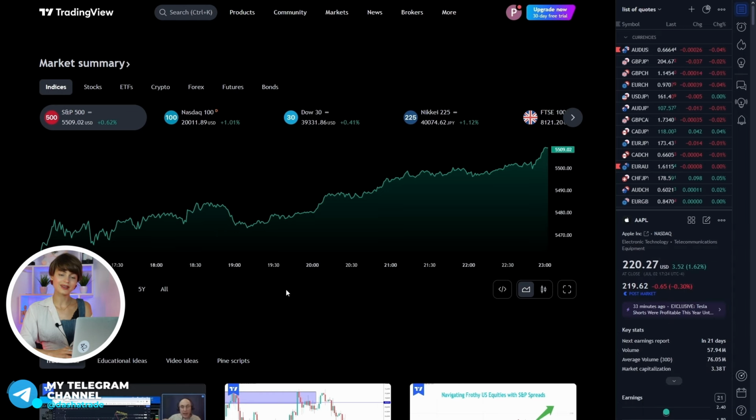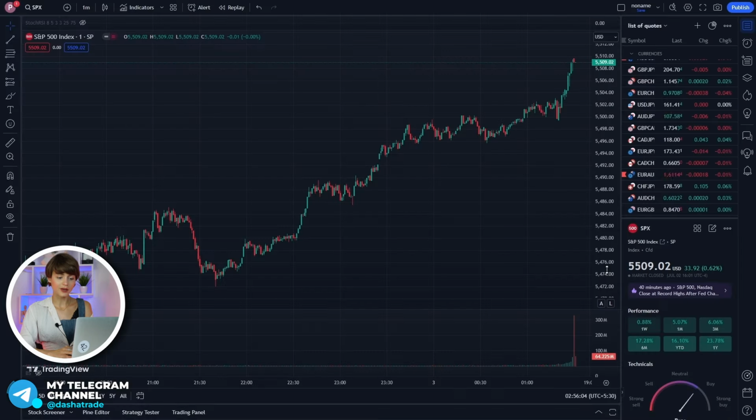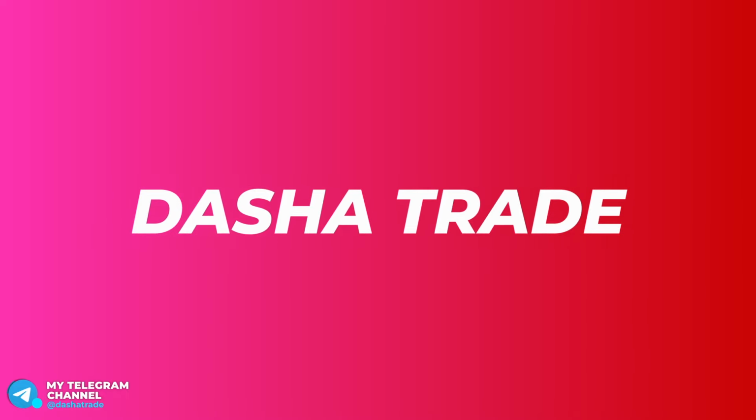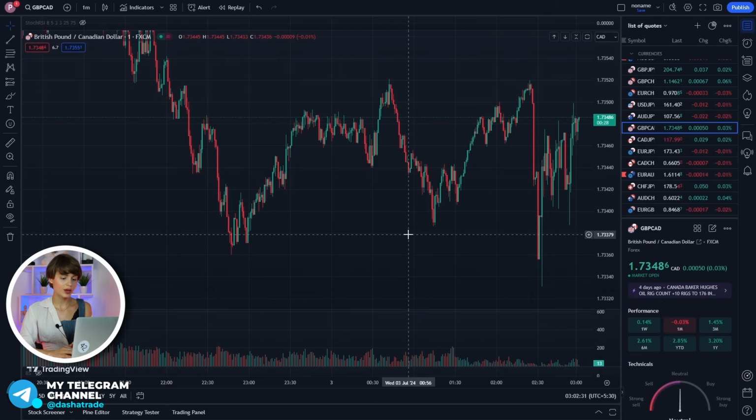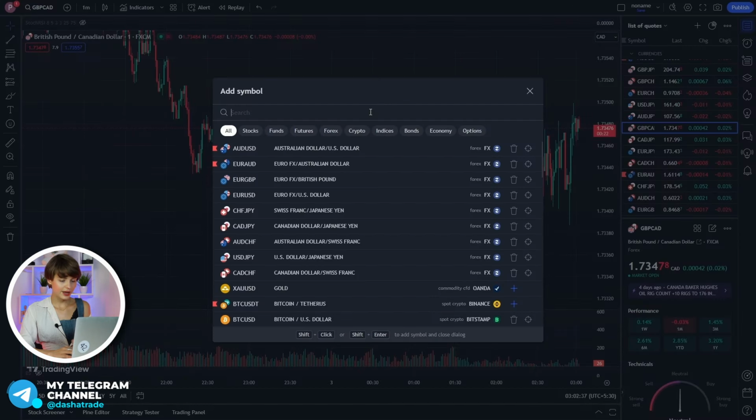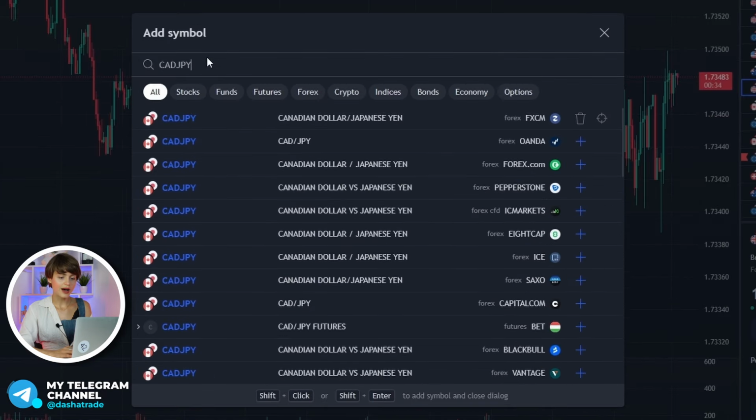To switch to candles as a chart type, we need to click this button. After that, the whole interface is opened. This is what we need. When you enter the site for the first time, it may be that there is no required currency pair there. And if that's so, we click on this plus button right here and fill in the name of the currency pair that we need.